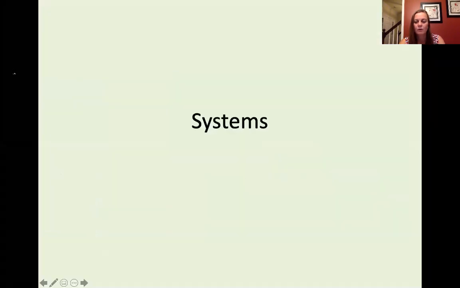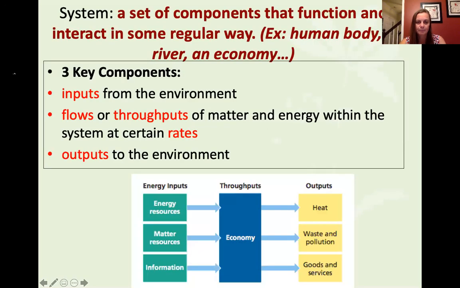First thing we're going to be talking about is this idea of systems. There are lots of different kinds of systems. Specifically in AP Environmental, we're going to be talking about them mostly as biological systems, but we will also talk about some economic systems as well. So let's talk about what a system contains. First of all, a system is a set of components that function and interact in some regular way.